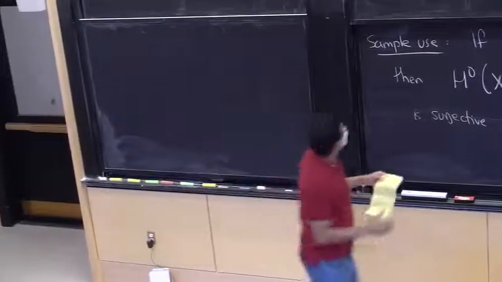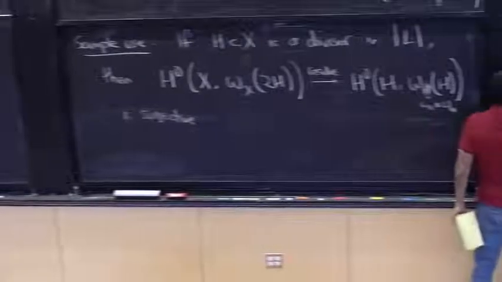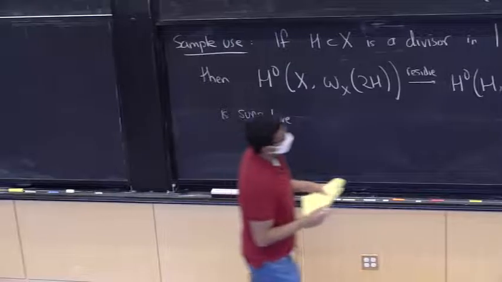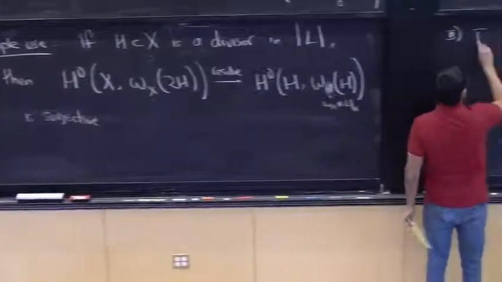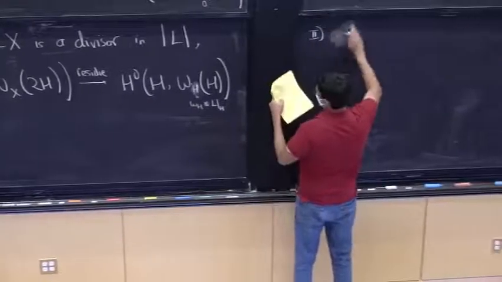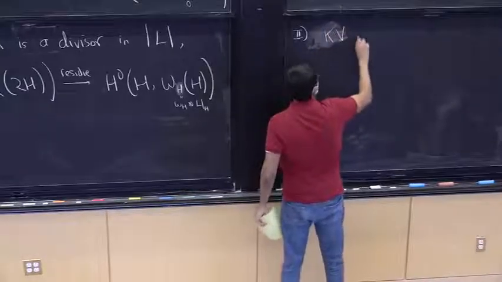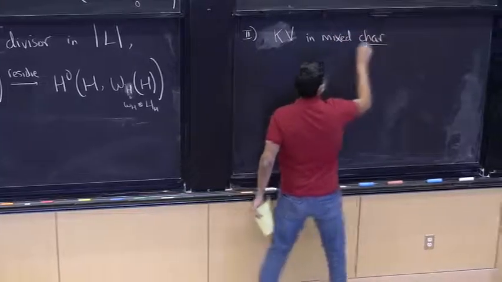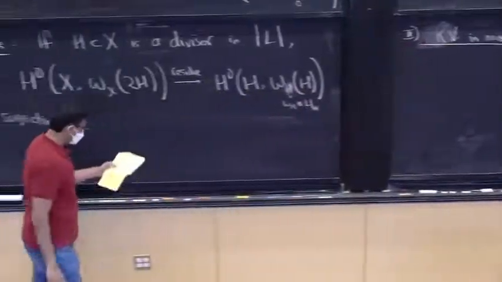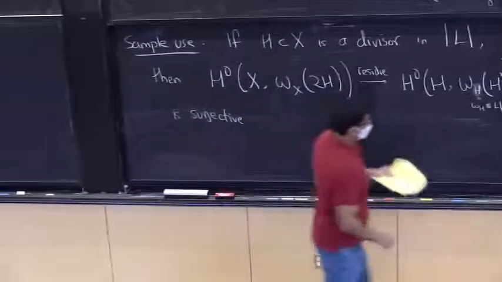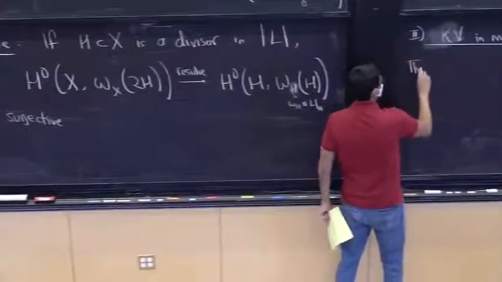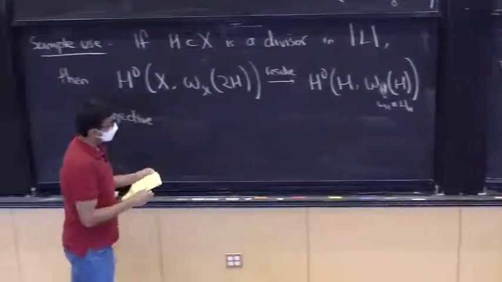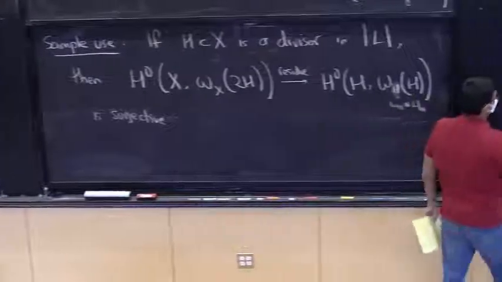Okay, so let me now talk about what happens in mixed characteristic. I guess I'll call this KV, Kodaira vanishing in mixed characteristic. And I'll just write down the theorem, and we'll spend some time unwinding it. So let me call this theorem KV for ease of reference. This is from 2 years ago.